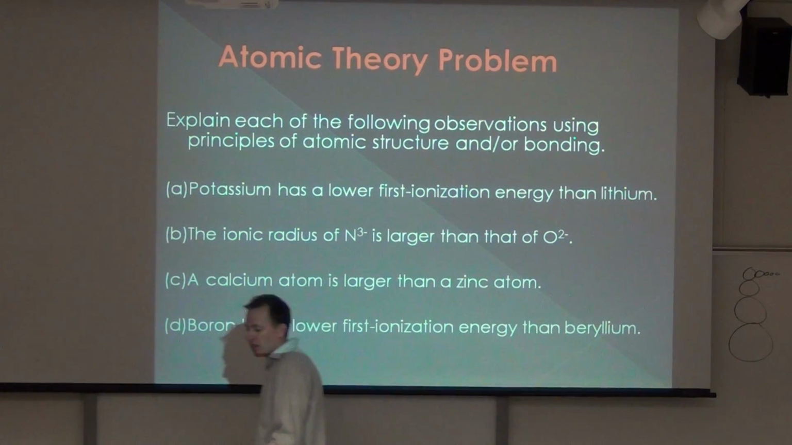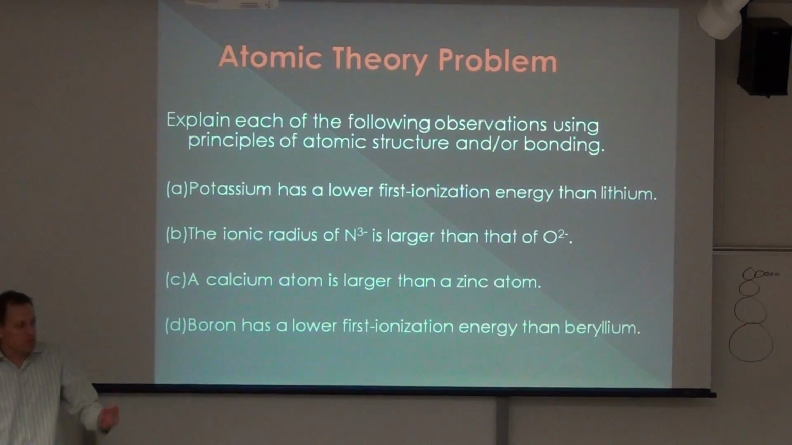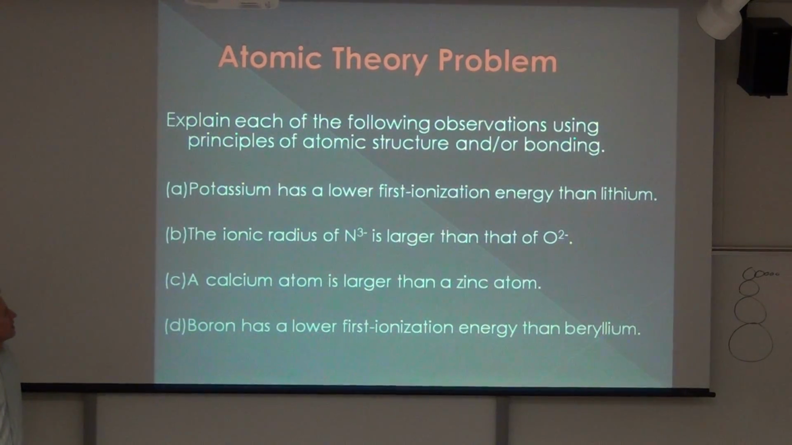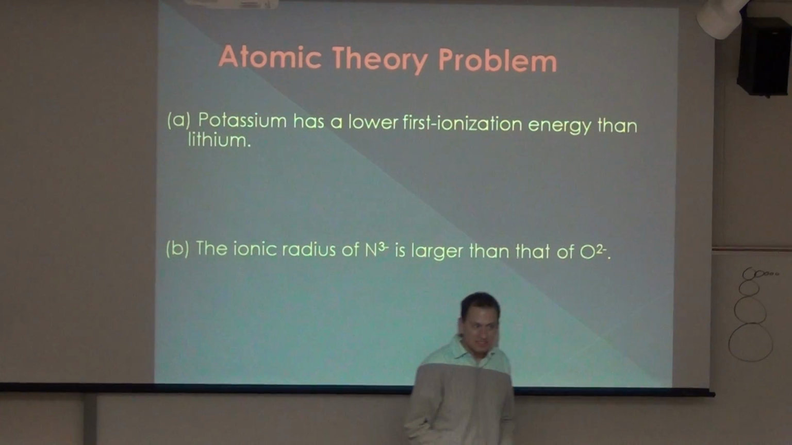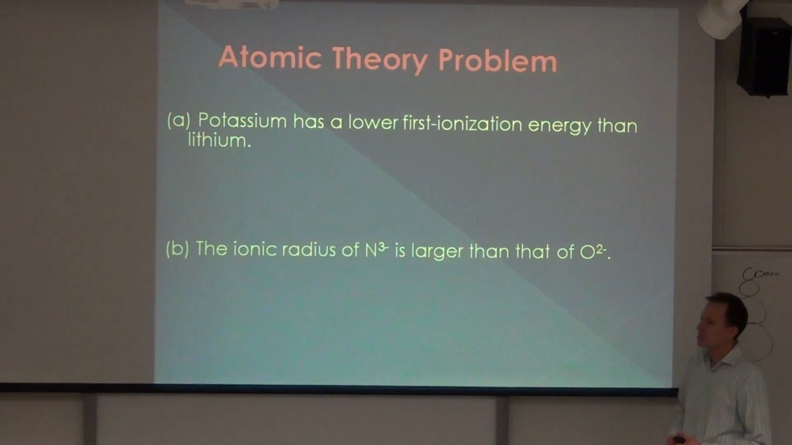Okay, you may not be all done with them, but I was hoping that you put some keywords. So, 1A, anybody want a general idea? What do you guys got? Lithium only has 2 electron levels, so its furthest out electron is closer to the nucleus. Okay. Anything else? Where's the other 1A?